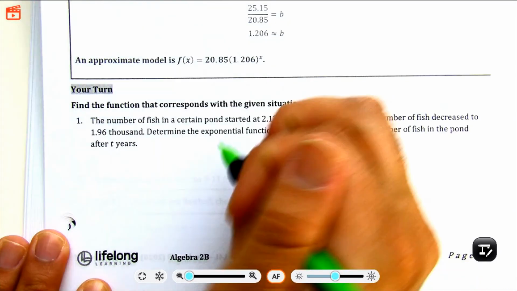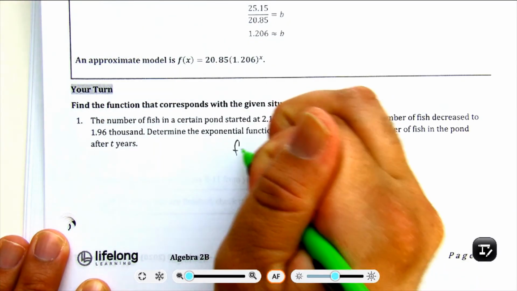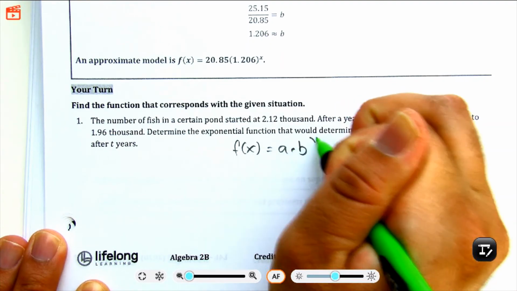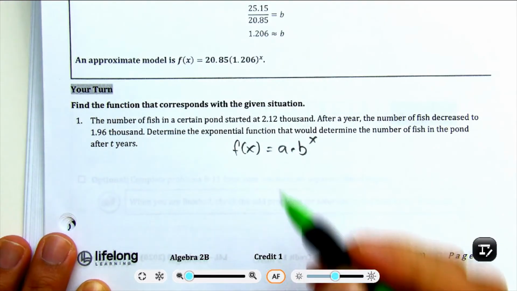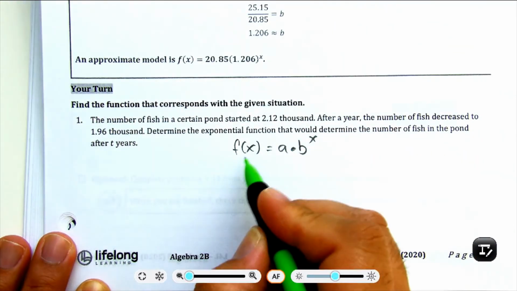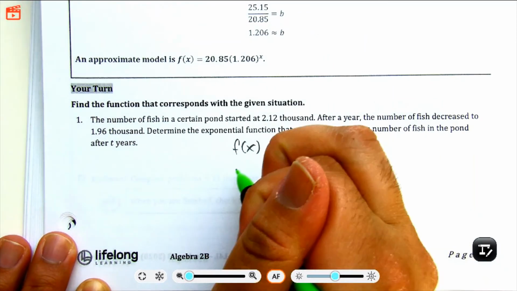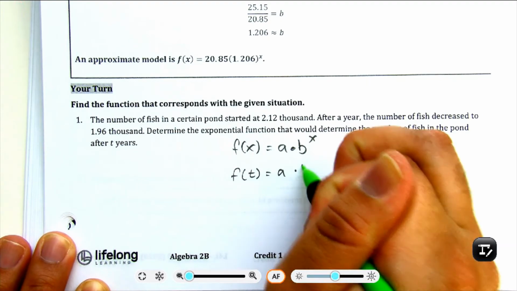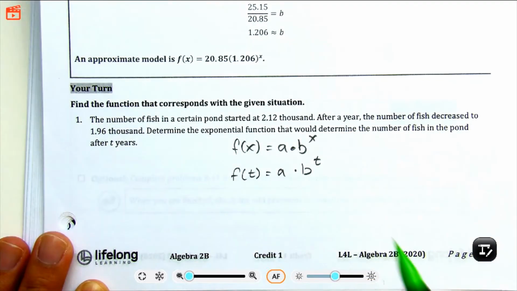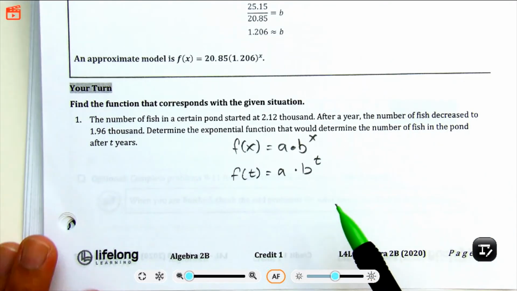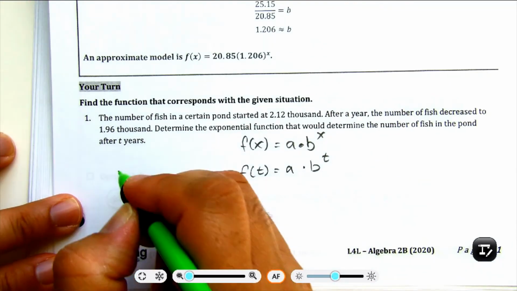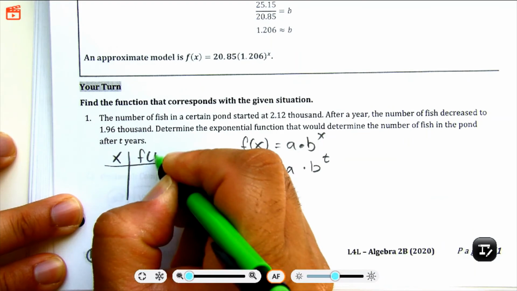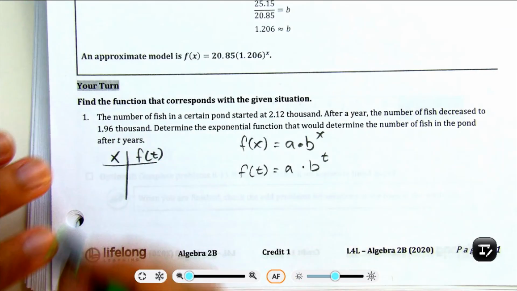So we're basing it off this equation right here. f of x is equal to a times b to the x power. Because they do talk about time, instead of calling this f of x, I'm just going to call it f of t equals a times b to the t power, where t stands for years. Then I'm going to create a quick table, a t and f of t table.